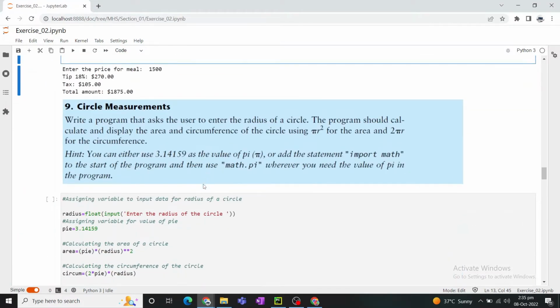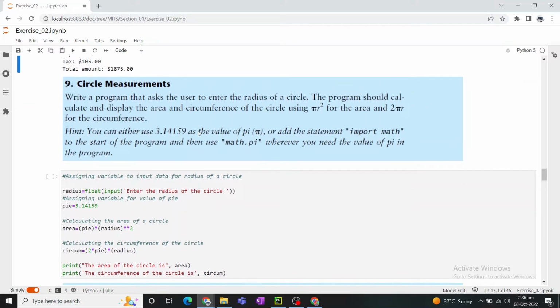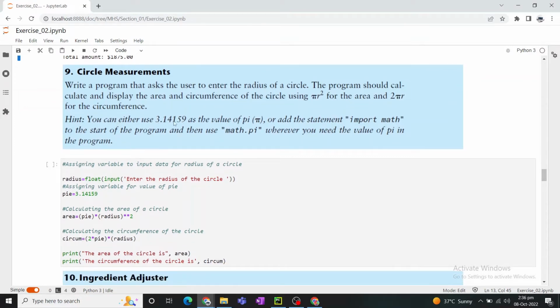So let's move to question number 9, circle measurement. Write a program that asks the user to enter the radius of the circle. The program should calculate and display the area and circumference of the circle using pi r square for the area and 2 pi r for the circumference. Hint, you can either use 3.14159 as the value of pi, or add the statement import math to the start of the program, and then use math.pi whenever you need the value of pi in the program.